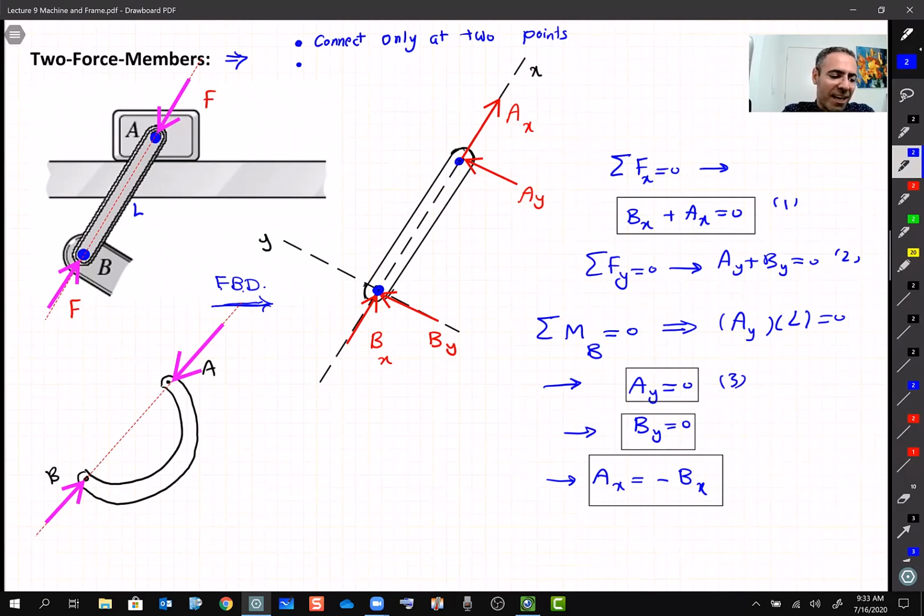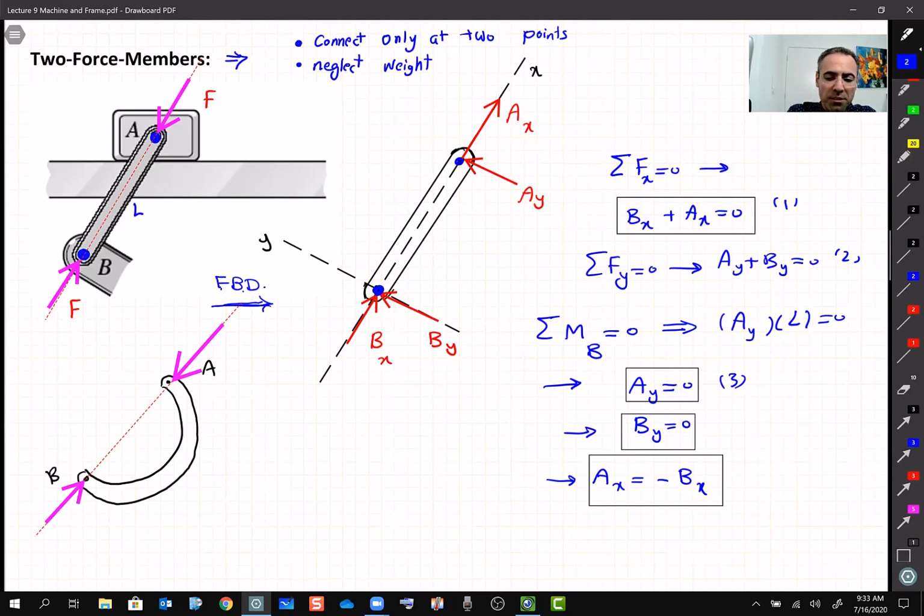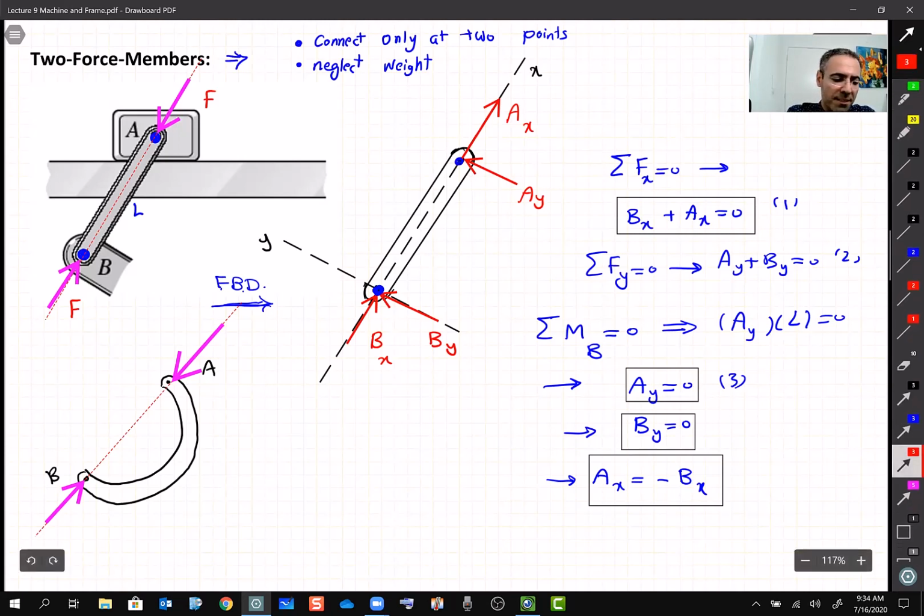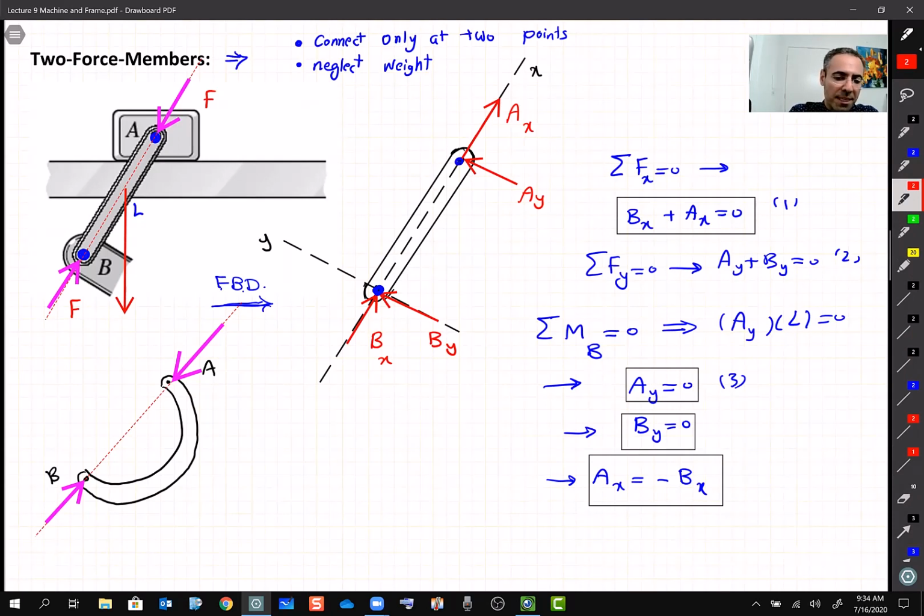All right. Connected only at two points, A and B. That's one condition. Second, no weight, or in other words, we neglect weight. Like this link AB, if the weight is too much, it's something we cannot neglect. Let's say if it has a large weight W, then it's not a two-force member, because now it's a three-force member, right? It has to be connected at only two points and have no weight.